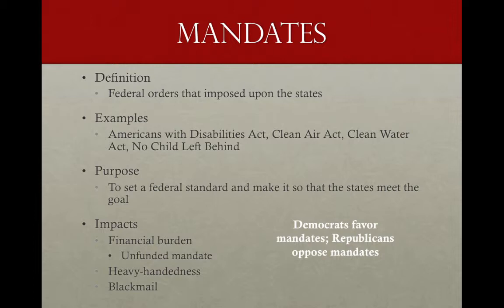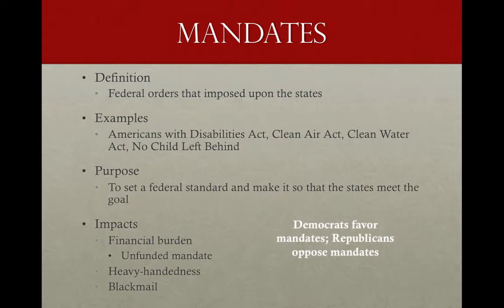And so the impacts of mandates, there are several that we should look at. First of all, they can end up being a financial burden. There are funded and unfunded mandates. So sometimes the federal government will give money in addition to telling the states what to do. Sometimes the federal government might just tell states, hey, look, you have to do this in order to meet this standard. And the states are responsible for the fiscal side of that. And so often this can, again, create a financial burden for different states.